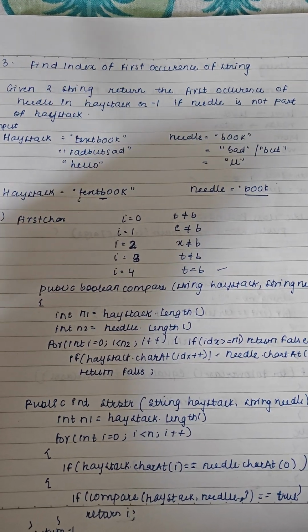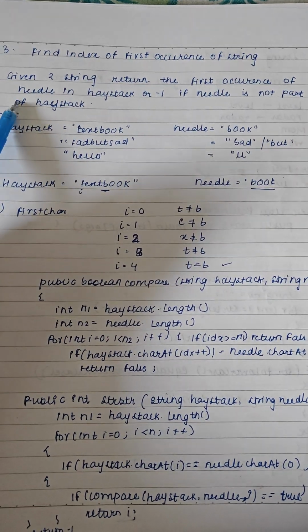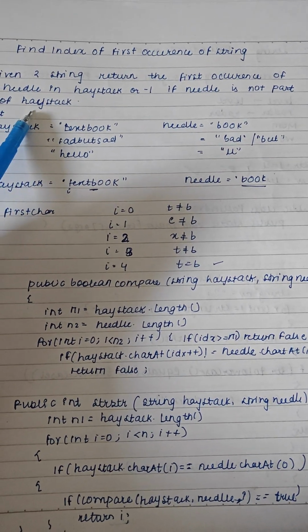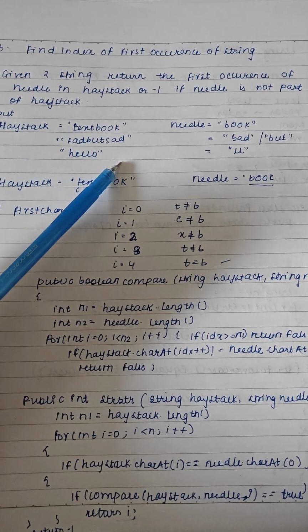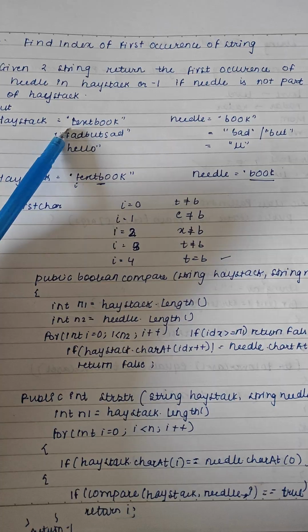Let's begin with the third string problem. This is from LeetCode, which is the medium level. So let's see, find index of first occurrence of string is the problem statement. Here we are given two strings. Return the first occurrence of needle in haystack, or -1 if needle is not a part of haystack.